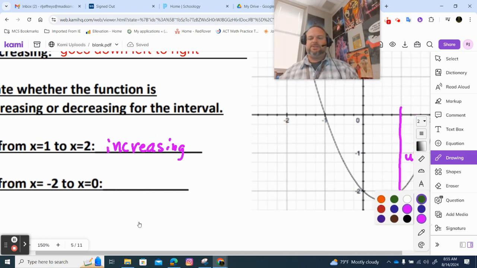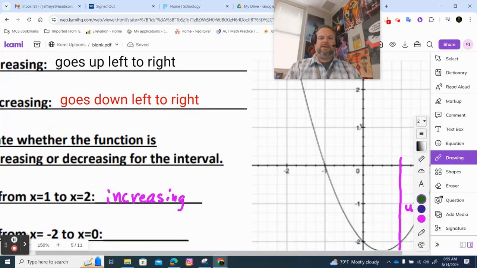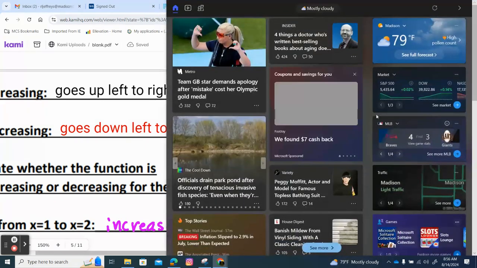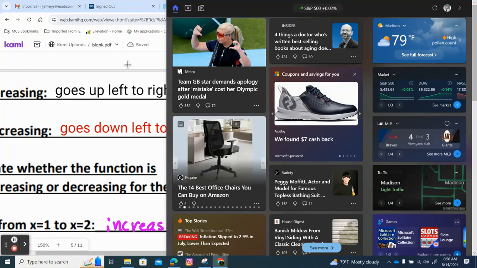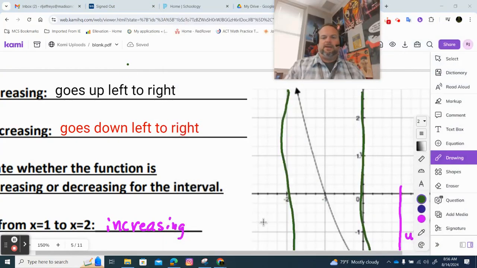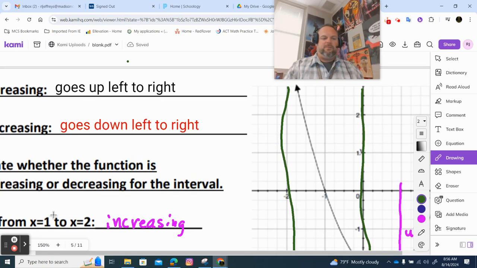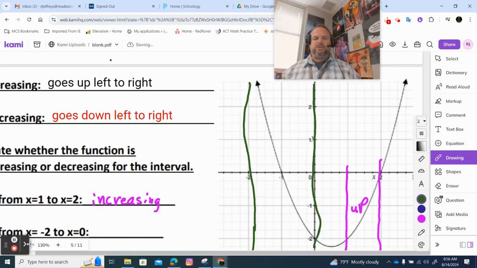From -2 to 0. All right, from x equals -2. So that's from here to here. Okay. Nope. Nope. Go. Oh my gosh. I hate you, big fat fingers. Okay. So if we look at that, as we're looking at it going this way, it is going what? Down. So this is decreasing.